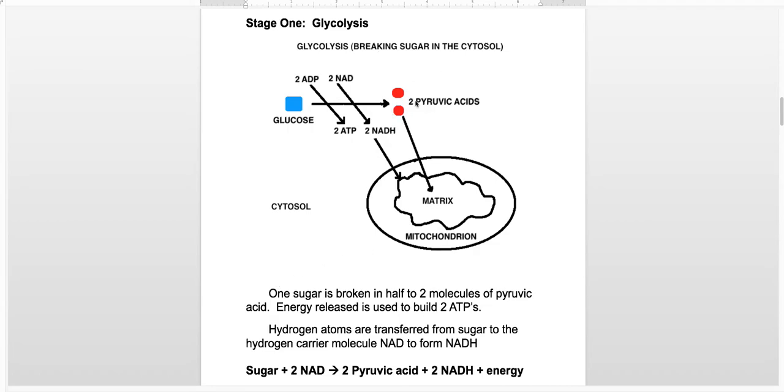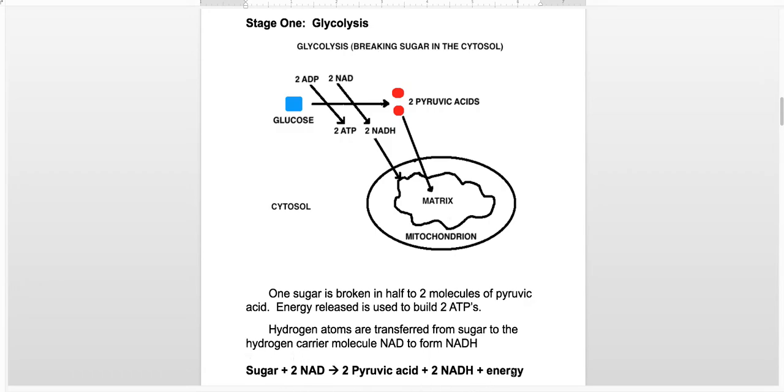Pyruvic acids actually still have a lot of hydrogen atoms attached to them, so there's a lot more energy we can get out of them. And we're going to get that additional energy out of them here in the matrix. When we do the Krebs cycle, that's where we're going to remove the remaining hydrogens from pyruvic acid. The hydrogens that were removed already here and transferred to NAD, which became NADH, those are going to be dropped off in the inner membrane in the third part of cell respiration.